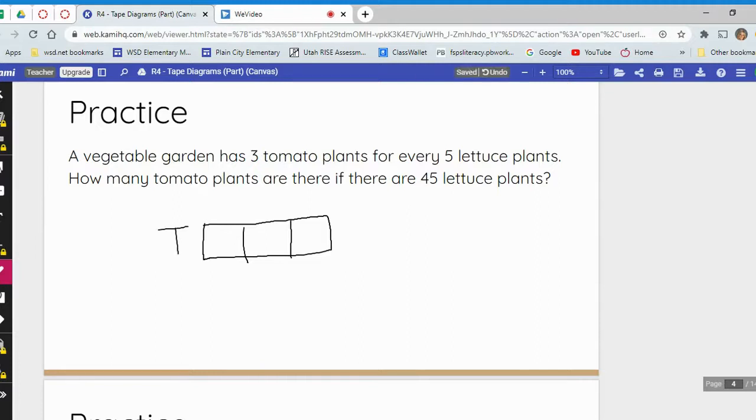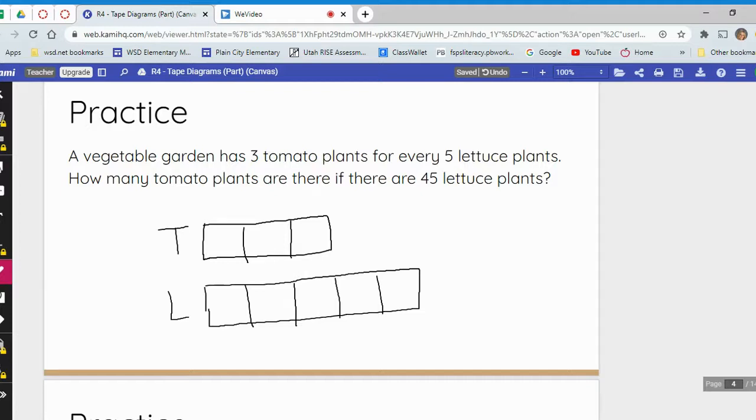Now, so for every 3 tomato, there's 5 lettuce. So underneath that, I'm going to draw my bar, and you can see I'm trying to keep those sections the same size as the top. And I'm going to label these L. These are lettuce plants. Now, once I have my tape diagram drawn for the given ratio, then I see what extra information they give us. So, how many tomato plants are there if there are 45 lettuce plants?